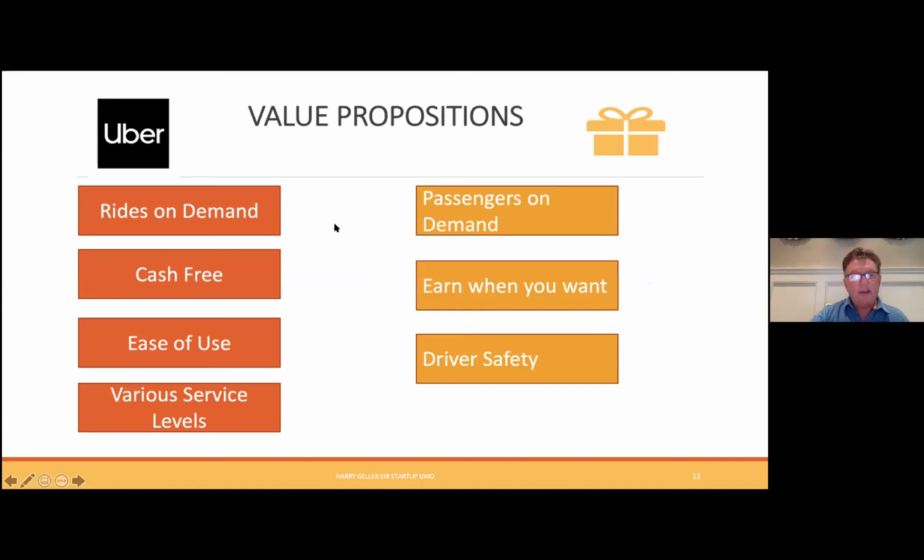For Uber, the value propositions were clearly rides on demand, cash free, which is very important, ease of use, and they have various service levels depending on how much money you want to spend. The value propositions for the drivers: Uber provides passengers on demand. It provides you the opportunity to earn when you want. And because they are tied to cell phones and people's address, it has improved driver safety.